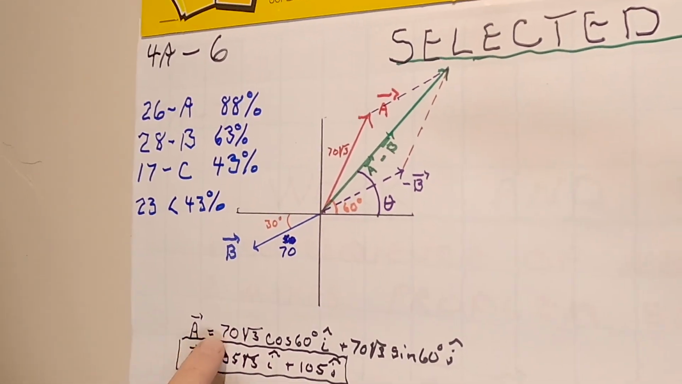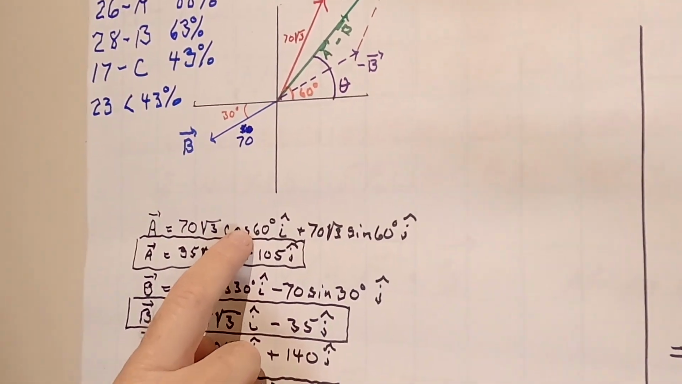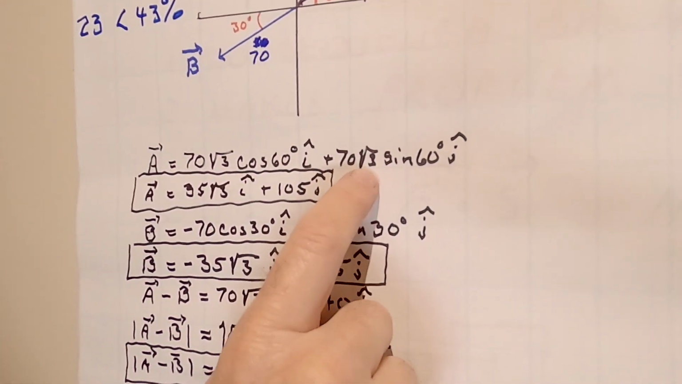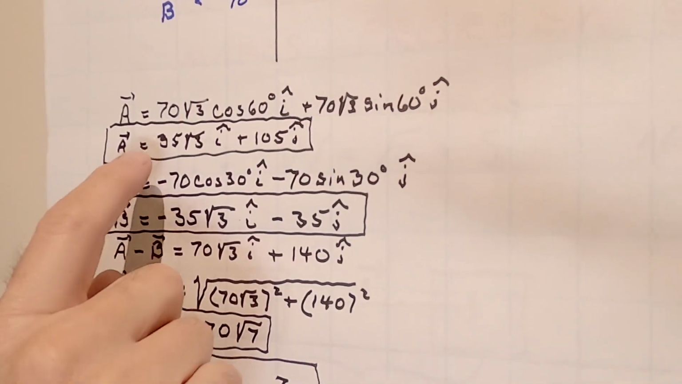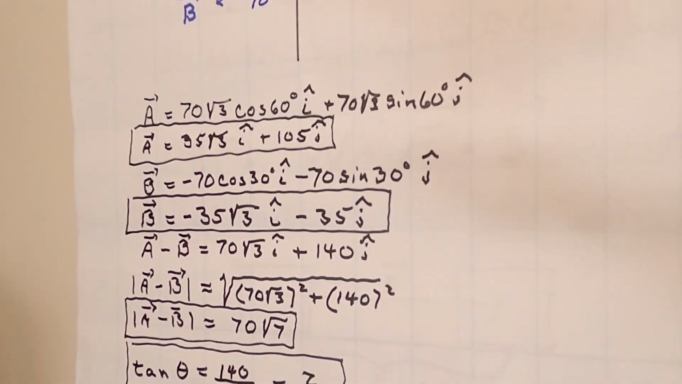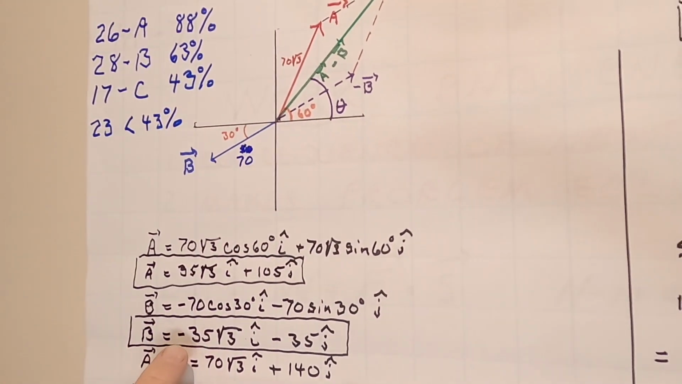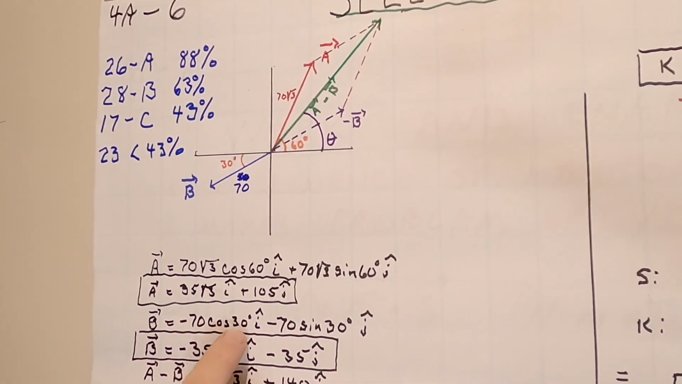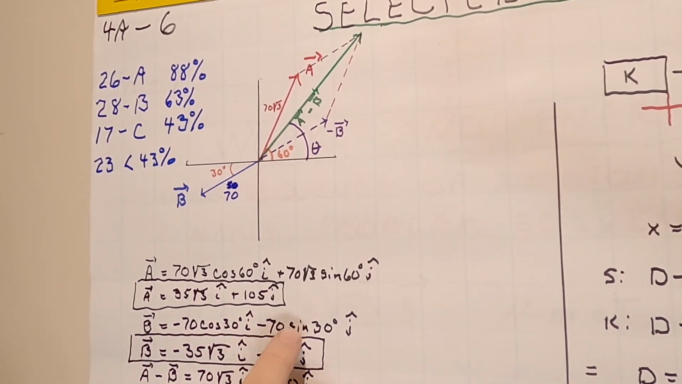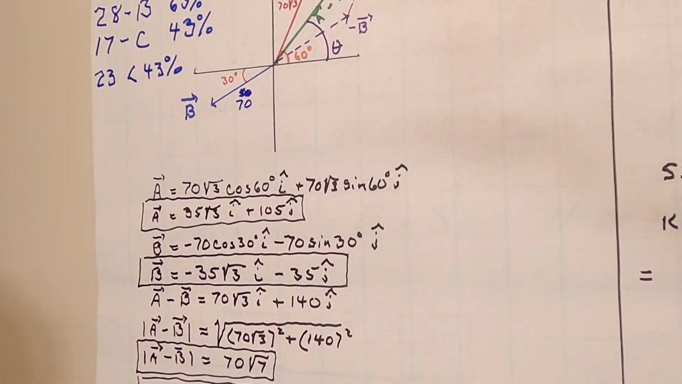Well, A would be 70 square root of 3 times the cosine of 60 in the i, and 70 square root of 3 sine 60 in the j. So that just gives me 35 square root of 3 i plus 105 j. For B, it'd be negative 70 cosine 30 minus 70 sine 30. So there's what we get for B.